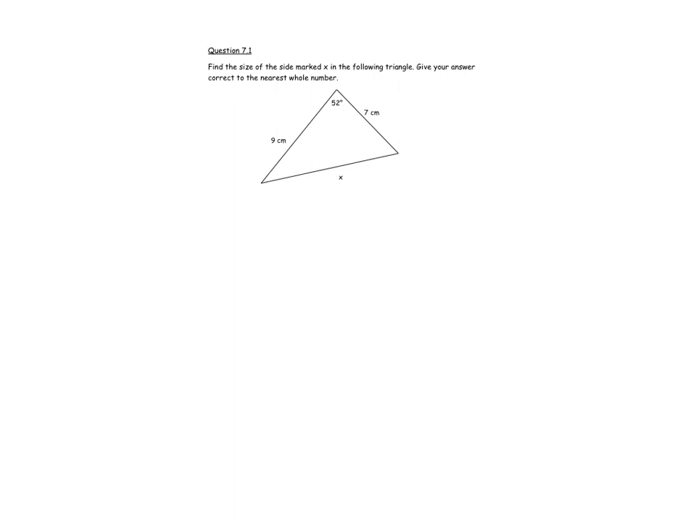Question 7.1 says, find the size of the side marked x in the following triangle. Give your answer correct to the nearest whole number. To solve this, we're going to use the cosine rule, and the cosine rule is a squared is equal to b squared plus c squared minus 2bc cos A. Now, we need to make sure that we have the angle A and the side opposite it.